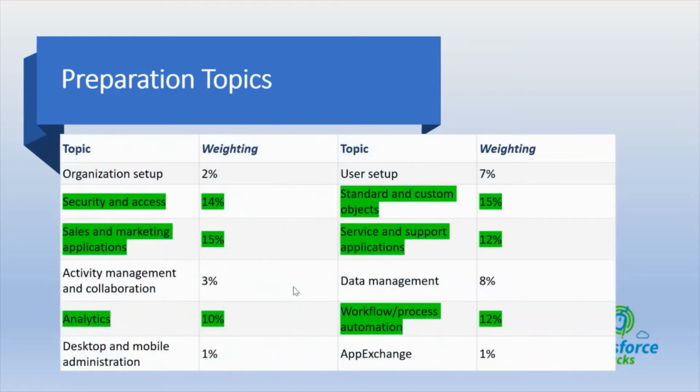So here I have given the topics and the weightage percentage on the right side of each topic. All the highlighted topics like security and access, sales and marketing, standard and custom objects, service and support applications, workflow, process automation, and analytics are very important since they have a larger weightage percentage in the certification exam. So if you focus on these topics alone, you will crack the certification.